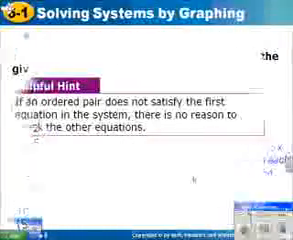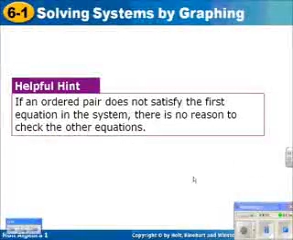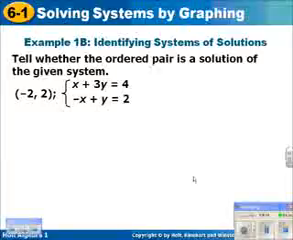If an ordered pair doesn't satisfy the first equation in the system, then you don't even have to check the second equation. Because for an ordered pair to be a solution to a system, it has to work in both equations or it's not a solution. So pause the video and see if you can do this question on your own. So tell whether the ordered pair is the solution of the given system.